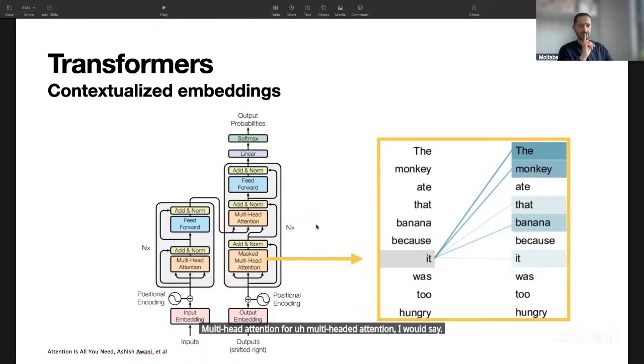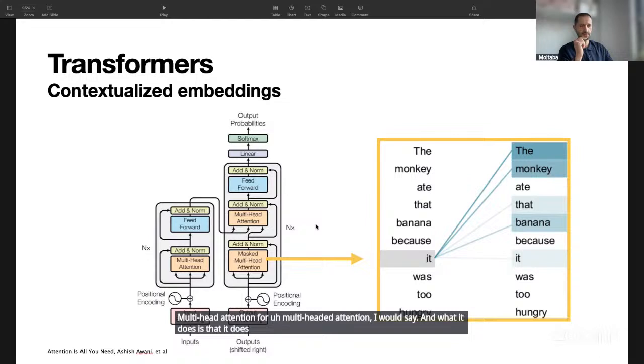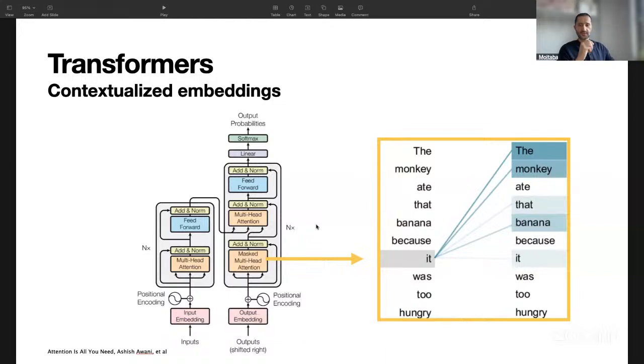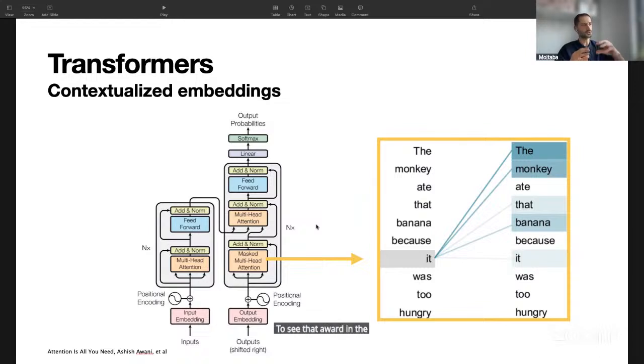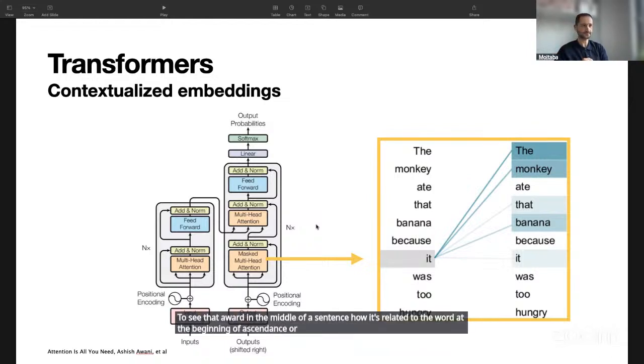Let me give you a little bit of background. The issue was how we can understand that words within a sentence are related to other words within the sentence. It was always a challenge. From Word2Vec, it started to move to LSTM and some other deep learning approaches, and they were all struggling to see how a word in the middle of a sentence is related to the word at the beginning or the end of a sentence.